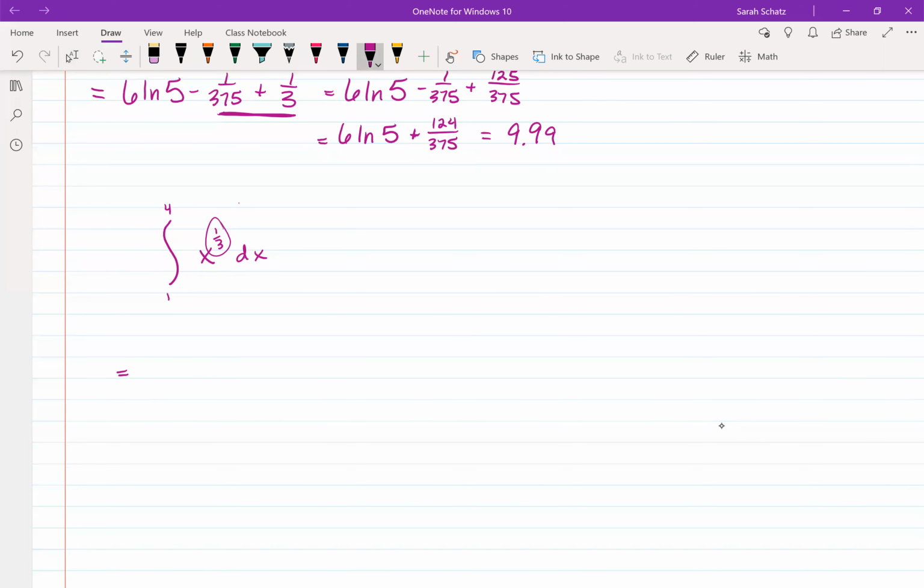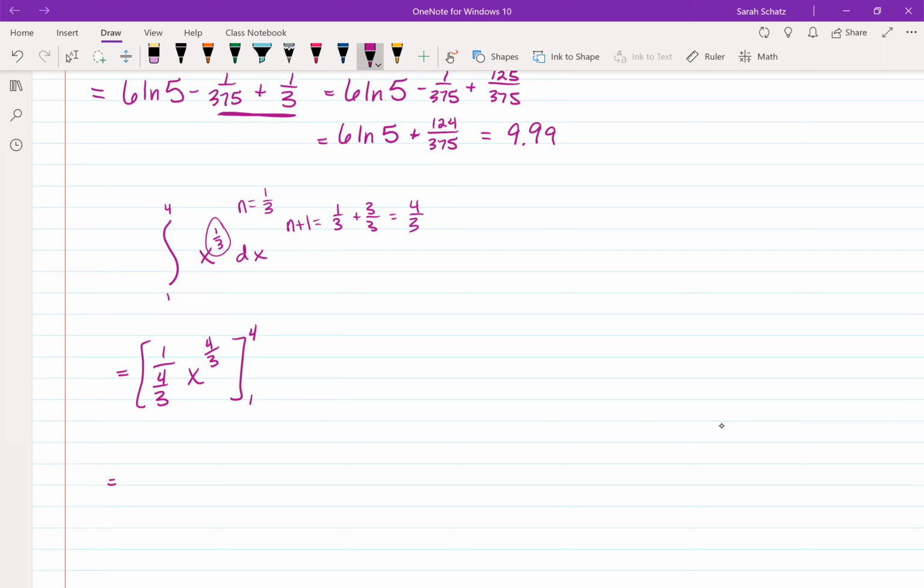So if your power is 1/3, remember your n plus 1 here, you're going to take 1/3 and you need to add 1, but I'm not going to call it 1. I'm going to call it 3/3. So I can add those together and get 4/3. So 1 over n plus 1, so 1 over 4/3, x to the 4/3 is the integration. I'm going to take that from 1 to 4.